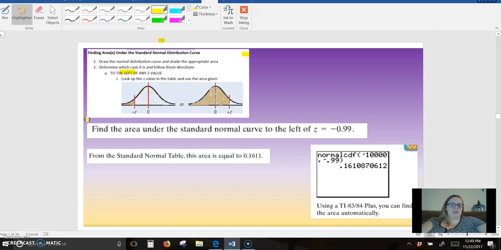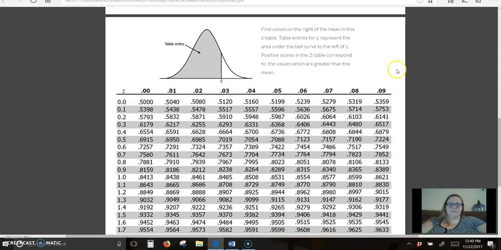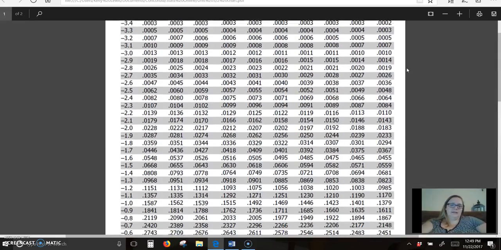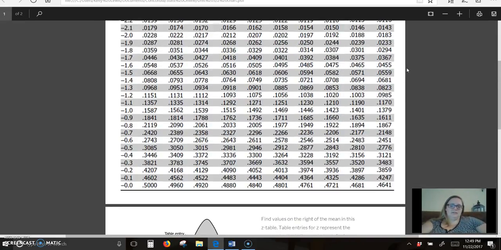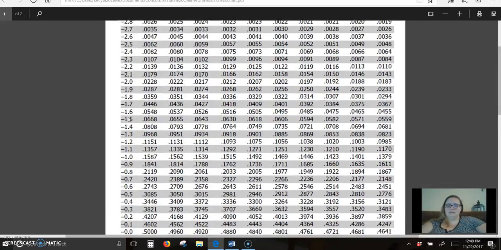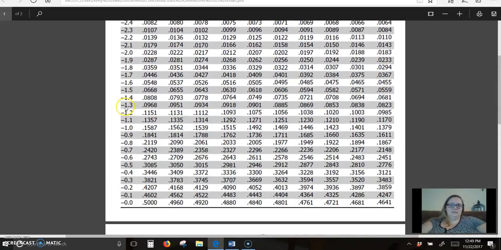The problem is: find the area under the standard normal curve to the left of negative 0.99. All right, so negative 0.9, negative 0.99, and we get 0.1611 on the chart.